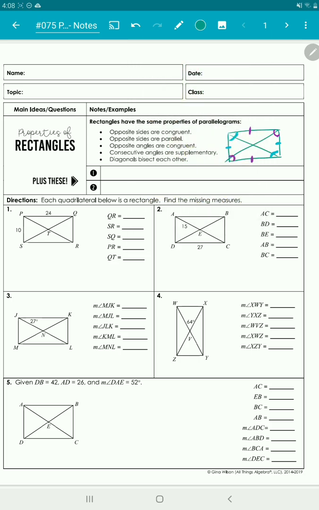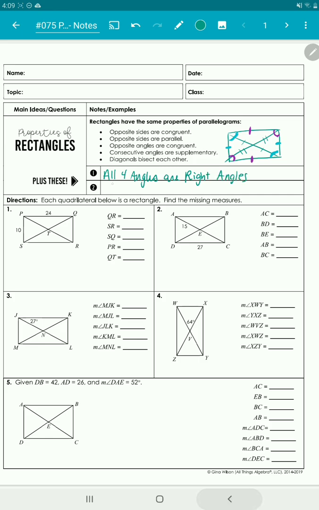And then diagonals bisect each other. So this is half, this is half, this is half, and this is half. Okay? Plus, we actually have two other things. So these are only true with types of rectangles, but we have that all four angles are right angles. Okay, so all four of the interior angles are right angles, 90 degrees.